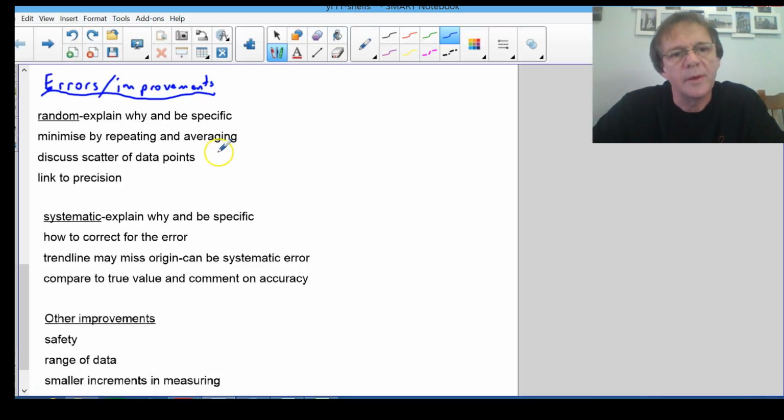Random errors can normally be minimised by repeating and averaging certain things, but be specific when you say what you're repeating and averaging. Don't just say, "I'm going to repeat and average." You need to say what you repeated and averaged, and what you remeasured in that process. Try and discuss the scatter of the data points as well.